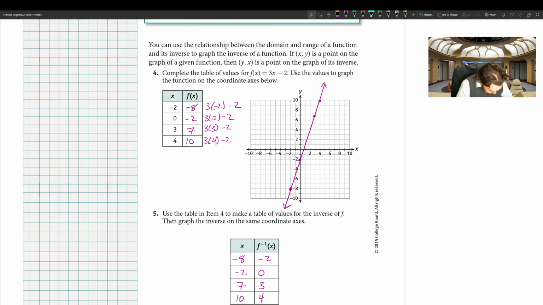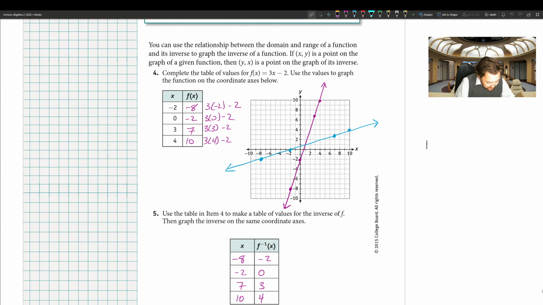So we're going to do -8, -2, 0. I'm sorry, -2, 0. 7, 1, 2, 3. And 10, 1, 2, 3, 4. So you can see we end up with something that looks similar, but something a bit weird about it. Mr. Clark, what exactly is weird about it? So you have to wonder, what is weird about it?